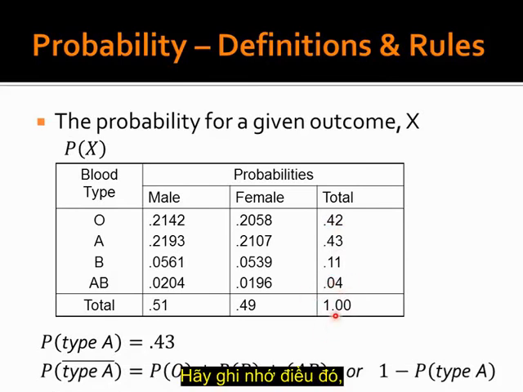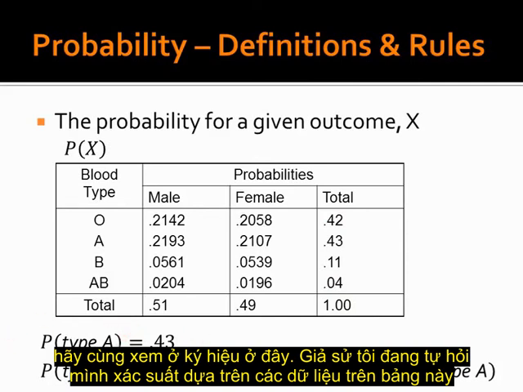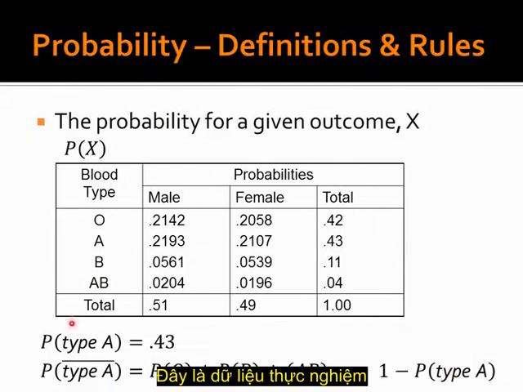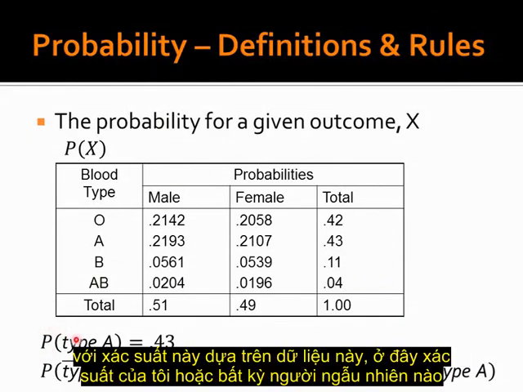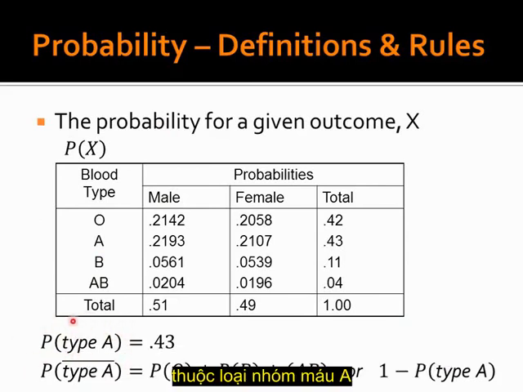Now keeping that in mind, let's take a look at the notation here. Let's say I'm asking myself, what's the probability given this kind of data here? This is experimental data. Given this data here, what's the probability of me or any random person being of type A blood type?